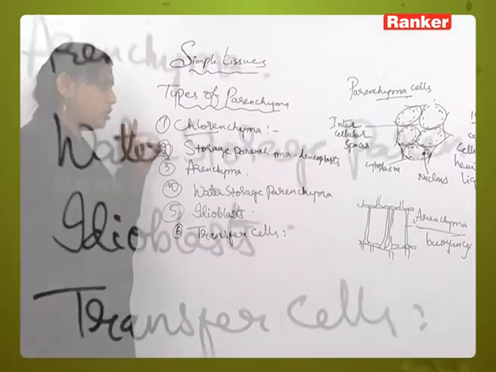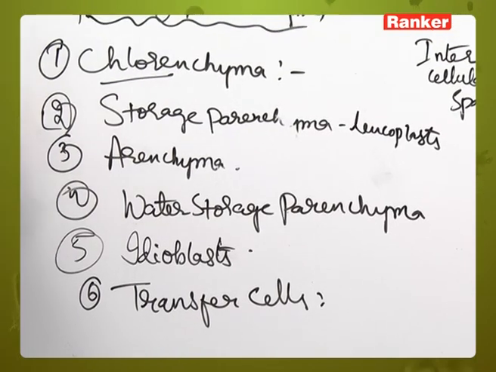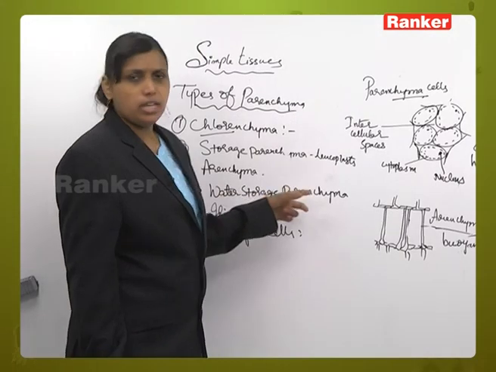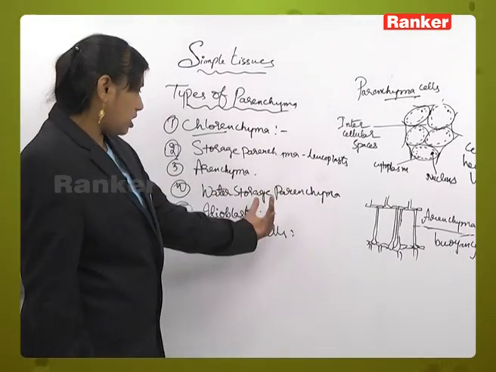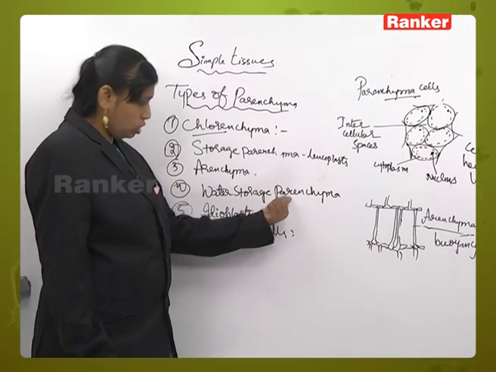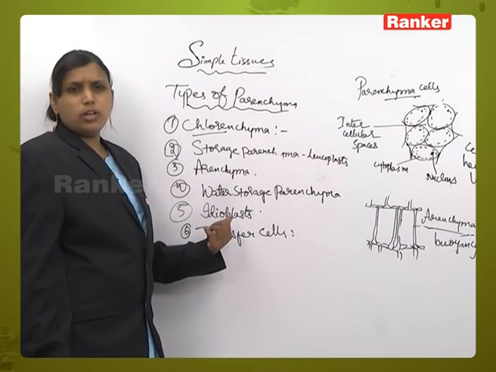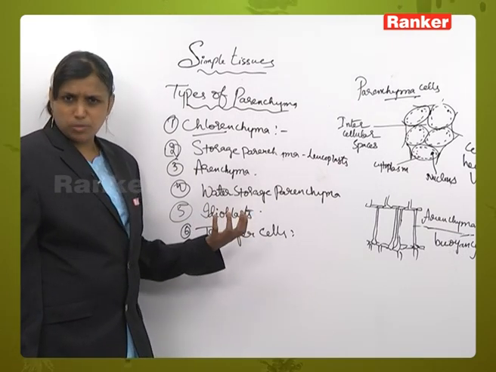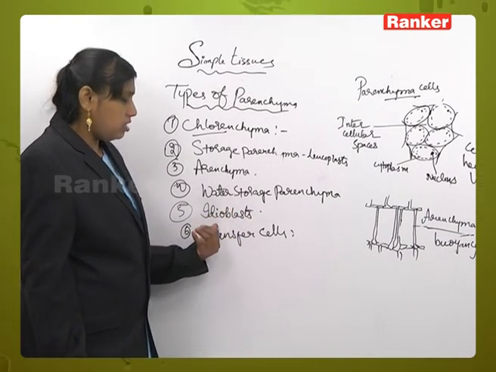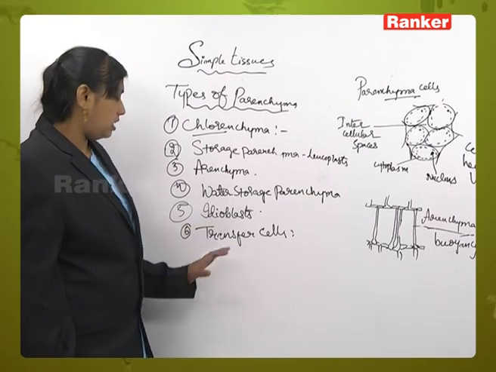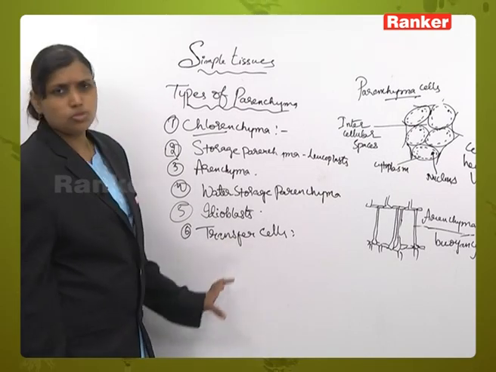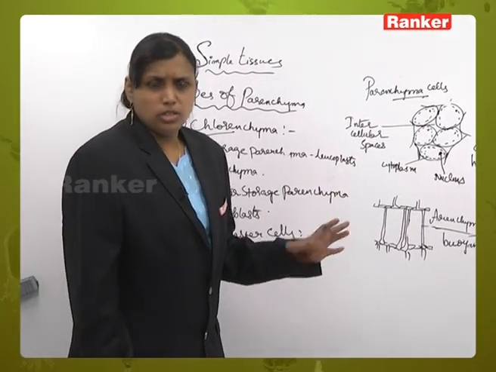Chlorenchyma for photosynthesis, storage parenchyma for storage of reserve food material, aerenchyma for maintaining the air balance known as buoyancy, and water storage parenchyma in succulents, where the scarcity of water can be taken up to some extent by storing water. Next, idioblasts: secondary metabolites like tannins, gums, and resins secreted by the plants are associated with parenchyma cells, and those are called idioblast cells. The transfer cells are related with xylem and phloem, and are useful for the transfer of components from one tissue to the other.